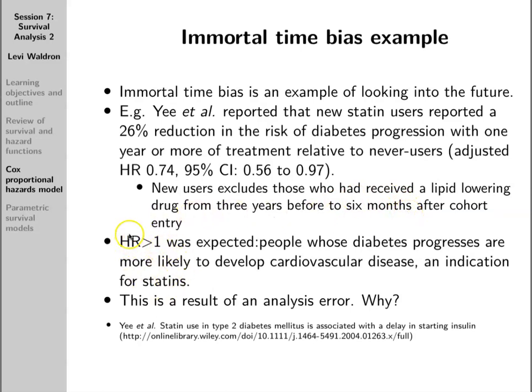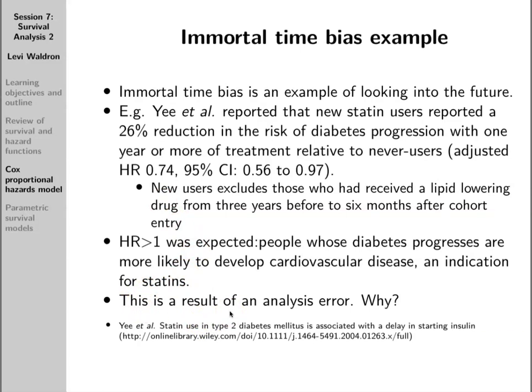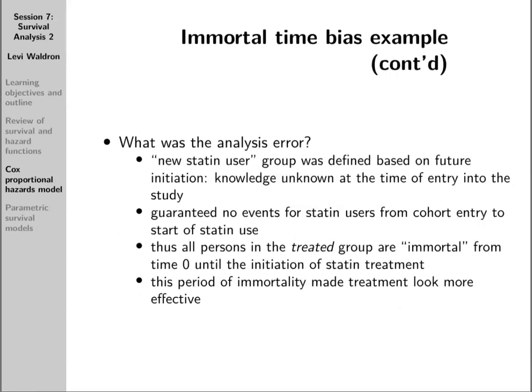So this was surprising because a hazard ratio of greater than 1 was expected, because people whose diabetes progresses are more likely to develop cardiovascular disease, an indication for statins. So more as a result of confounding, but still in this observational study, this hazard ratio was in the opposite direction than had been observed in other studies. But it was the result of an analysis error. So why is that? What was the analysis error?